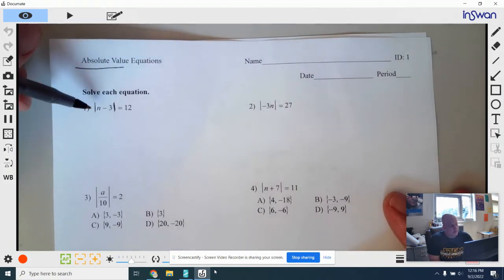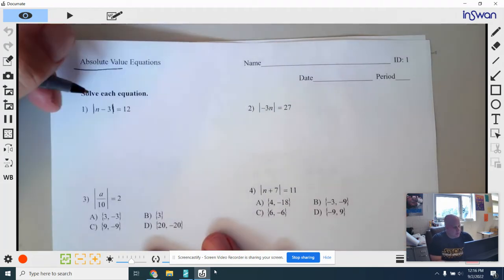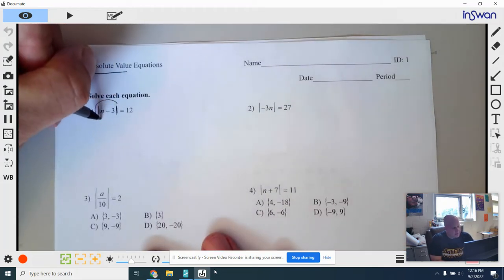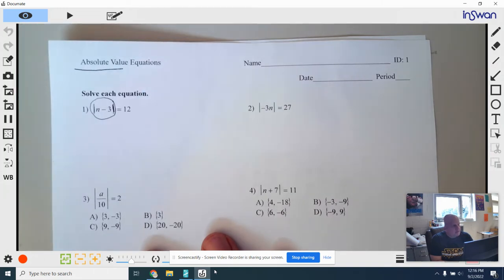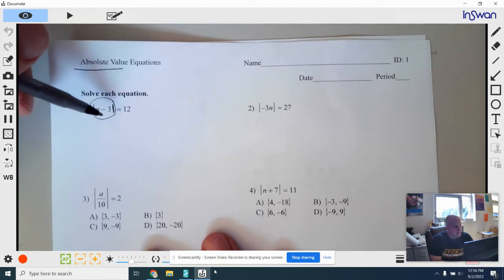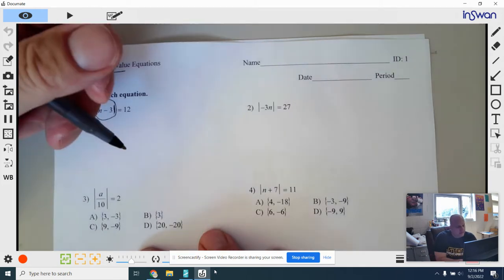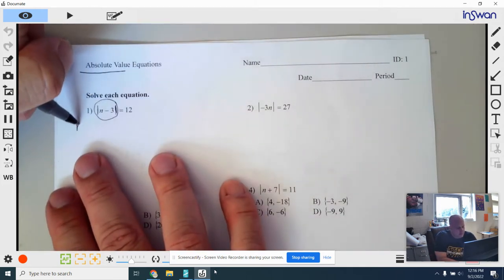So if you look at this one here, it says the absolute value of n minus 3 is equal to 12. Okay, our goal is to isolate this bracket first. And when I say isolate it, I mean there's nothing outside of this bracket that's on the same side of it. Like we don't see a number being multiplied out front here. You don't see a number in the back being like plus 3 or minus 6 in the back. Okay, everything's contained within.